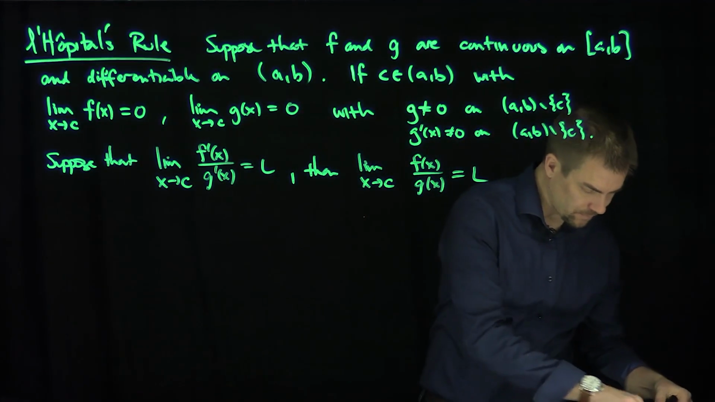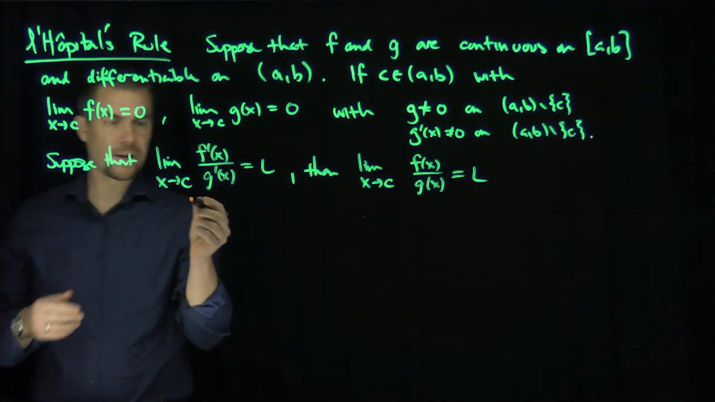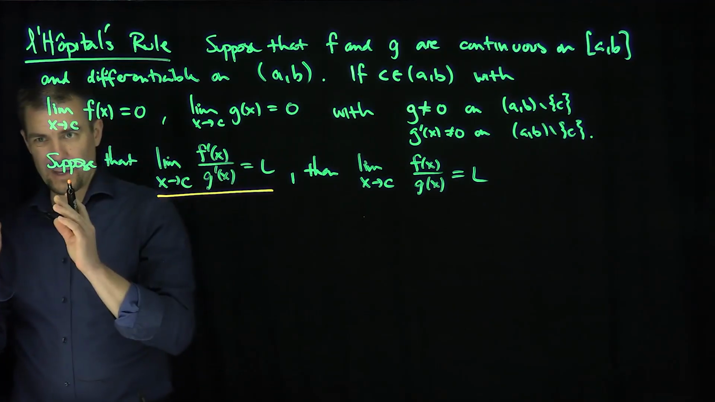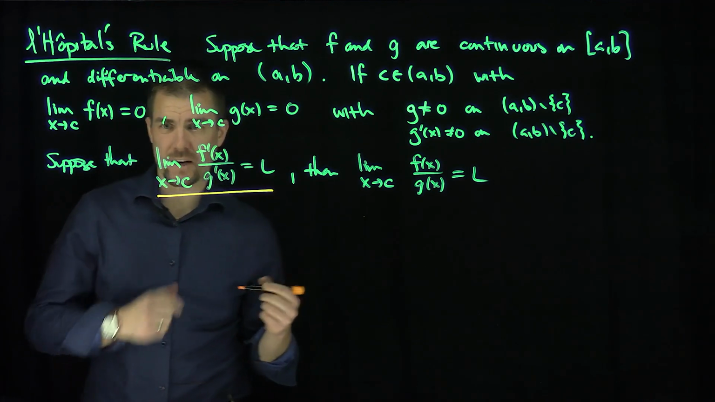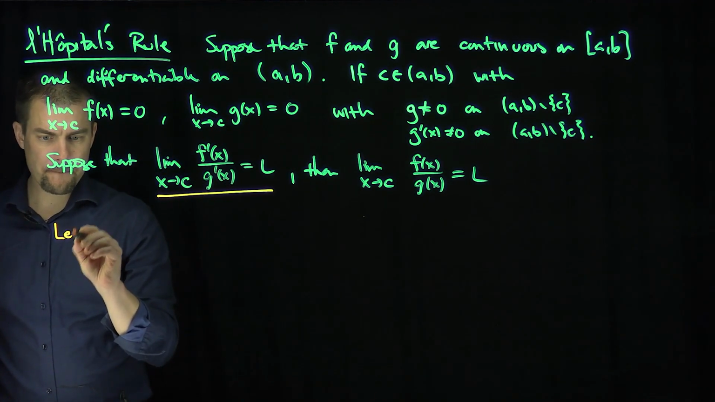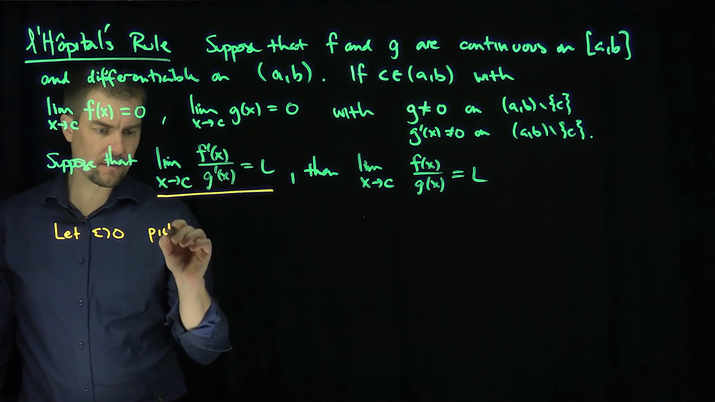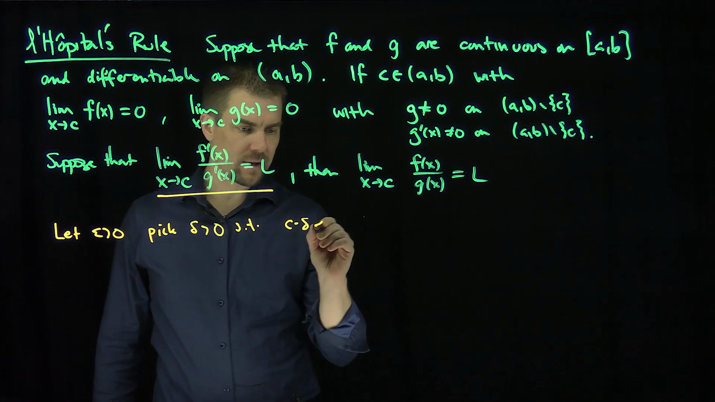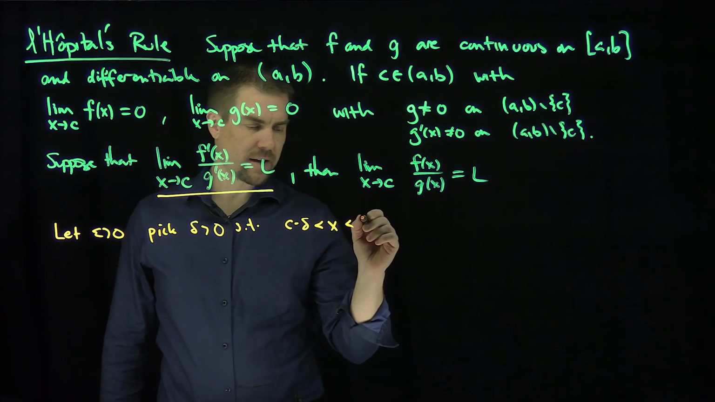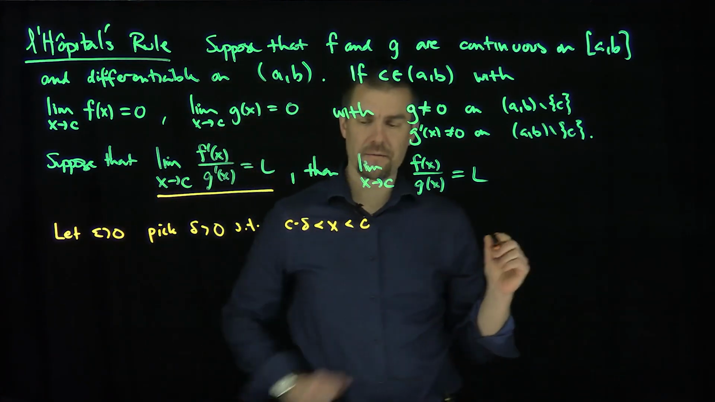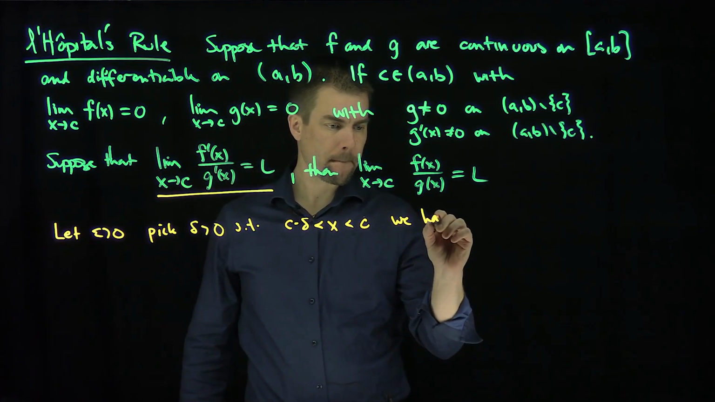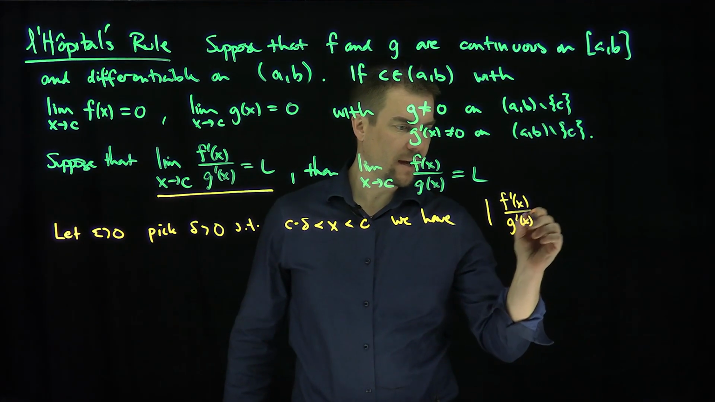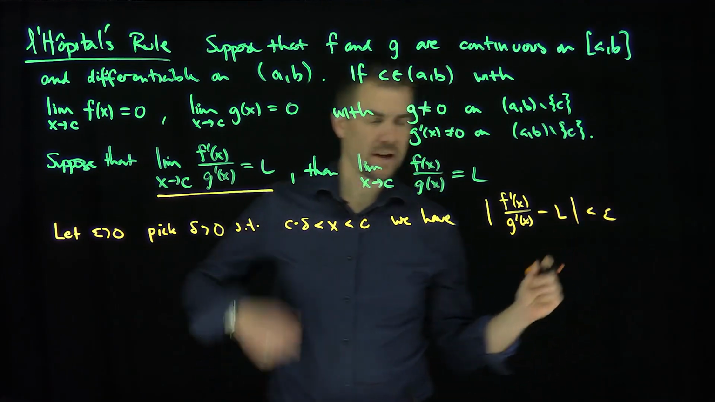So let's see how we're going to do this. By this assumption over here, I'll do this argument from the left, and we can replicate the argument on the right by the same exact reasoning. So let epsilon be greater than 0, and pick delta greater than 0, such that if C minus delta is less than x is less than C, so we're approaching C from the left, we have that the absolute value of f prime of x over g prime of x minus L is less than epsilon.